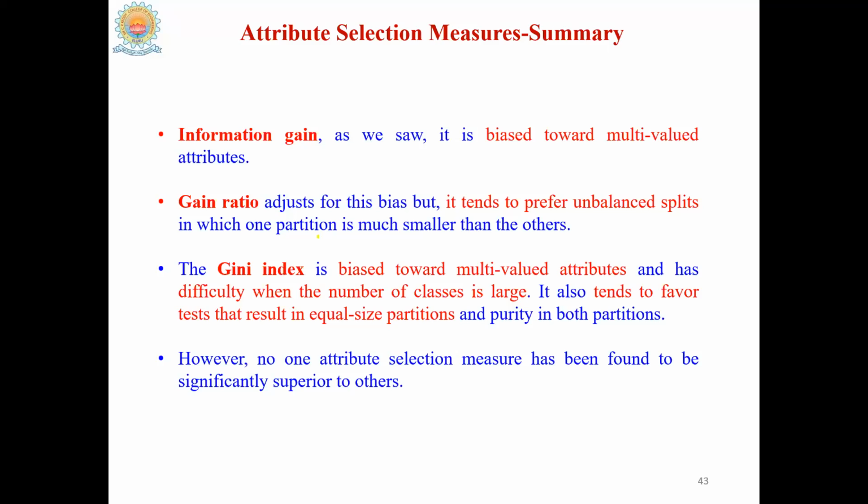The third one is Gini index. It is also biased towards multi-valued attributes and has difficulty when the number of classes is large. It also tends to favor tests that result in equal size partitions and purity in both partitions. So each measure is good in its own way or bad in its own way. Each measure has its own importance and depends upon the problem and the data set we have. We can go for any of the 3 measures which we have seen.